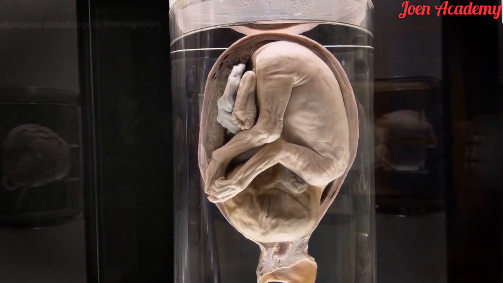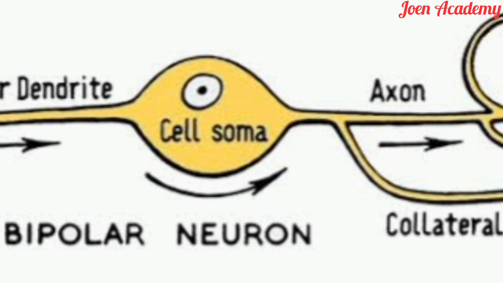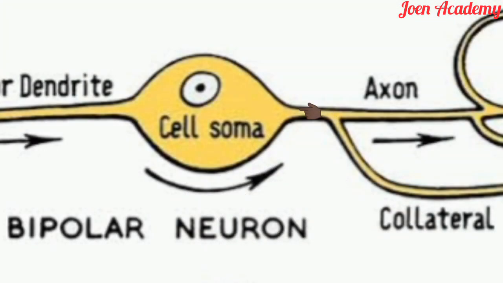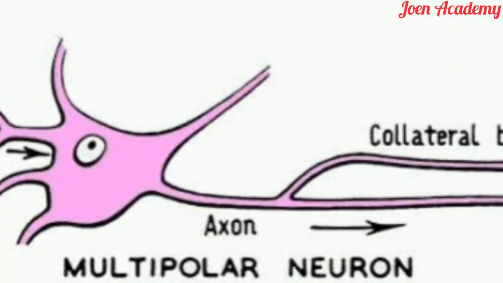The bipolar neuron possesses two poles. One of the poles is for the axon of the neuron, and the other pole is for the dendrites of the neuron. And the multipolar neuron has so many poles. One of the poles is for the axon of the neuron, and the remaining poles are for the dendrites of the neuron.